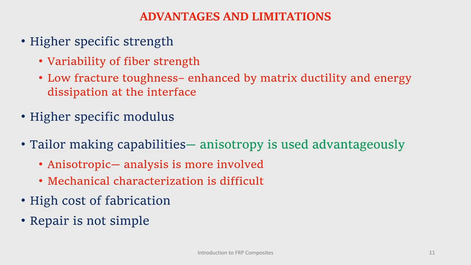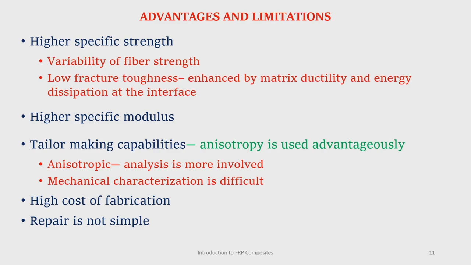Advantage, already we have discussed: it has higher specific strength. Why? Because the reinforcements are far stronger. For example, in fiber composites, the fibers are far stronger, but the variability of the strength of fibers is much more compared to conventional materials. Because of the variability of fiber strength, the overall strength variability is more. So that is a disadvantage.